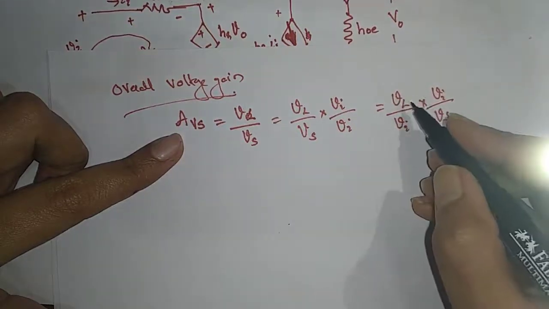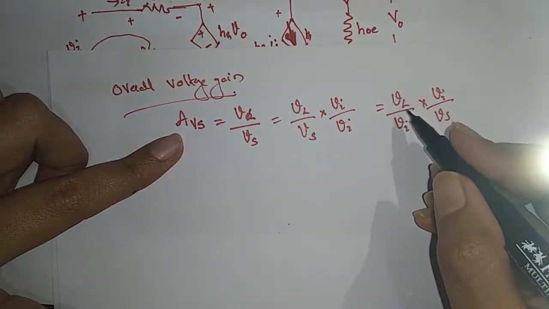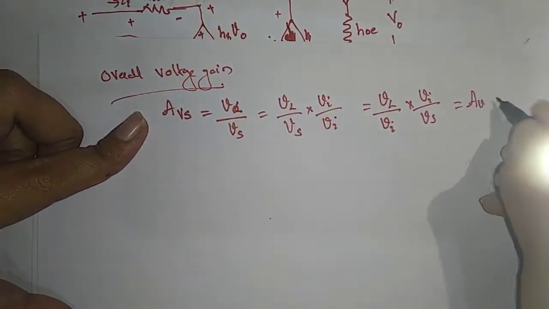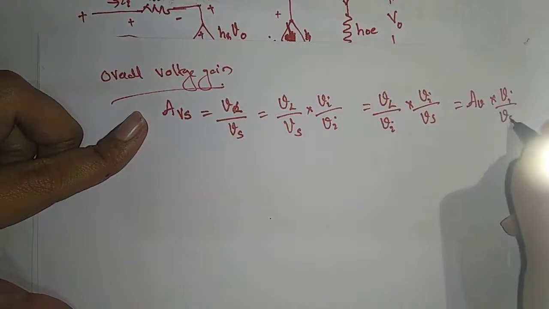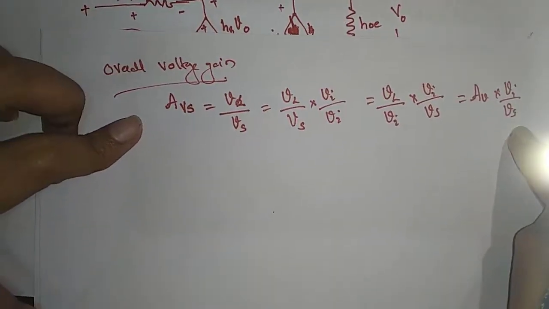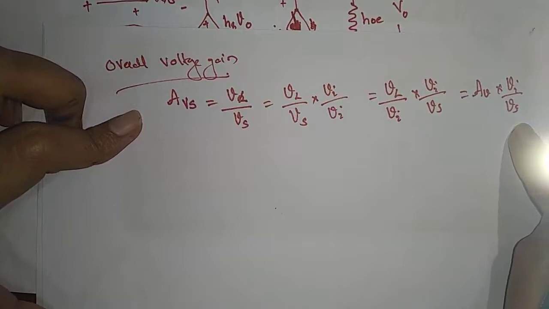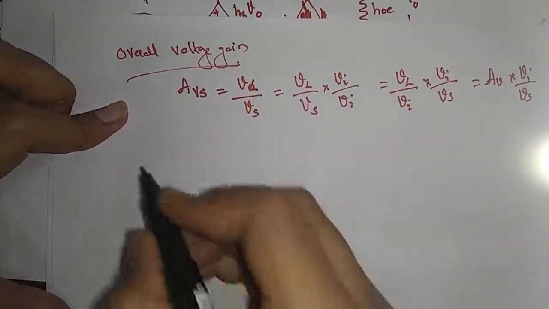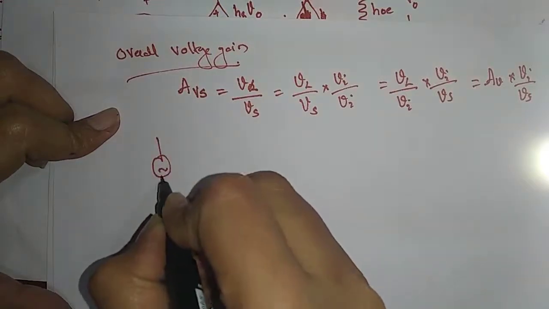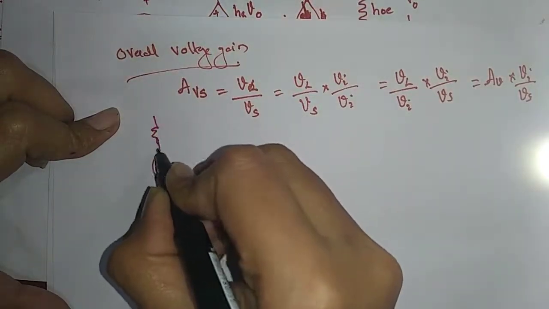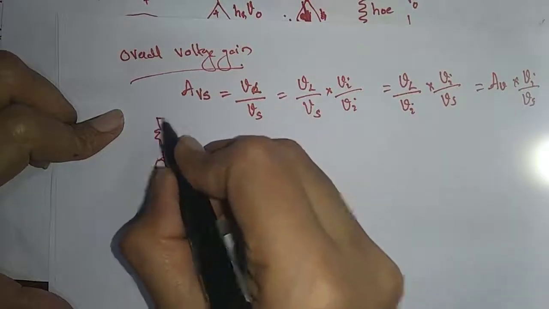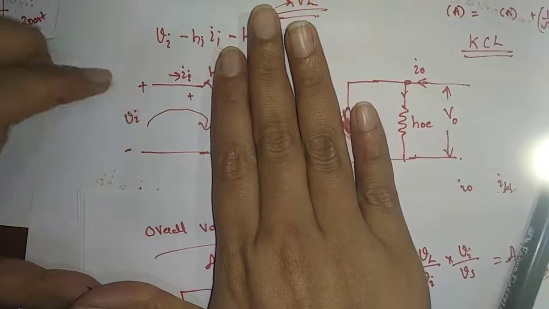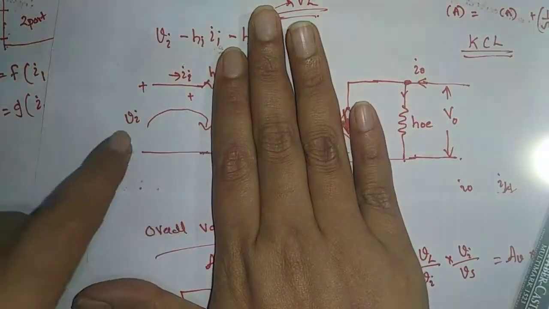What is VL by VI or V out by VI? We know that is our voltage gain. So that is AV into VI by Vs. So we have to find out the ratio of VI by Vs. In order to find it, I am taking the input side. There is a source, there is a resistance. This is the Vi and this is the Vs here.